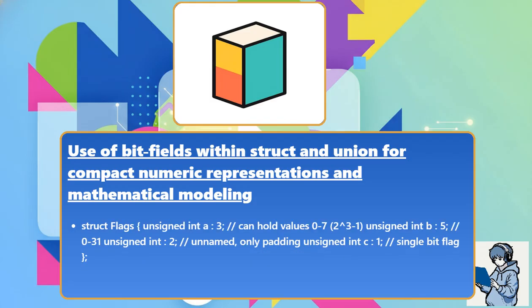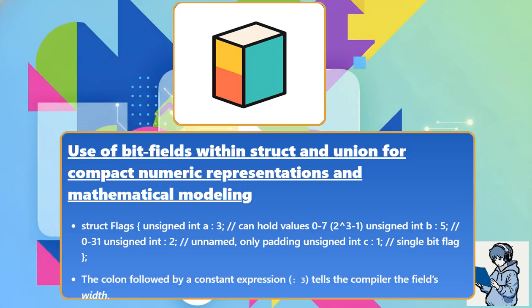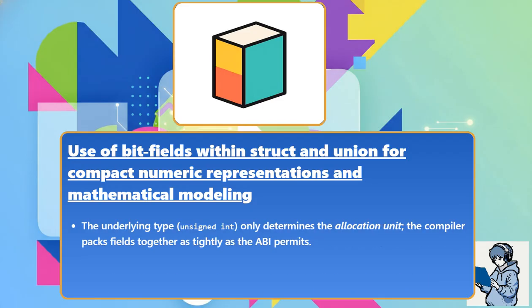struct Flags { unsigned int a:3; // can hold values 0 to 7 unsigned int b:5; // 0 to 31 unsigned int :2; // unnamed, only padding unsigned int c:1; // single bit flag }; The colon followed by a constant expression, :3, tells the compiler the field's width. The underlying type unsigned int only determines the allocation unit. The compiler packs fields together as tightly as the ABI permits.